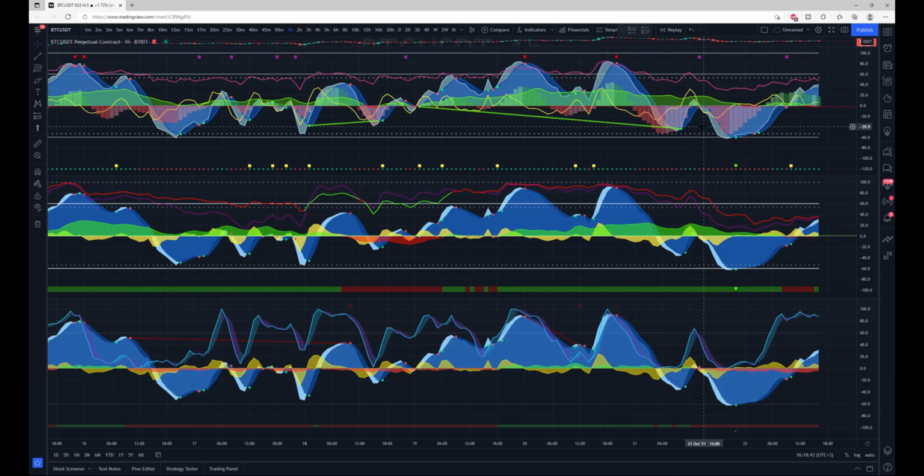So a little bit of a difference with the blue waves on the Liberator compared to the market cipher and the VuManChu. But ultimately pretty much the exact same thing. Most of the dots happen at the exact same time. So not going to change your results in the long run. And that pretty much covers it. So those are all the different pieces to these indicators. Seems like the market liberator has the most out of them.